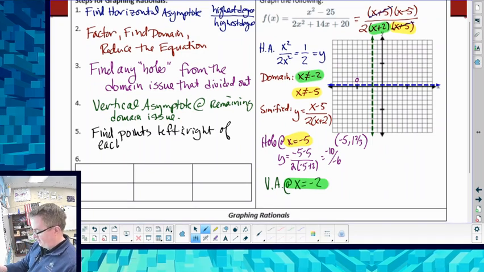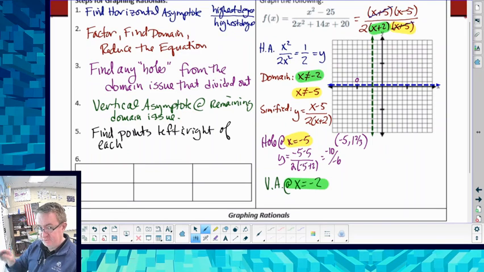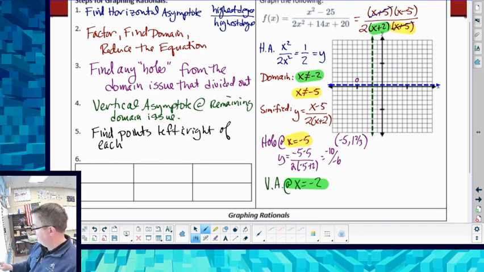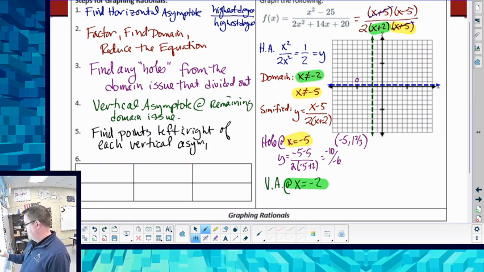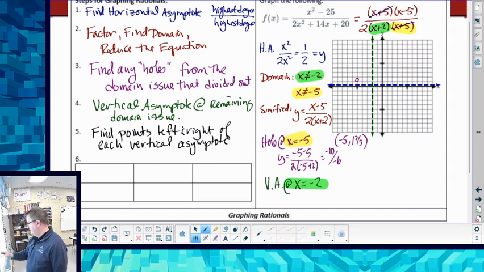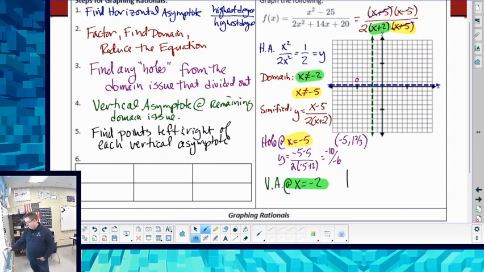Because those are going to be the parts where a lot of the action happens, and that's going to be the most extreme version of what happens of each vertical asymptote. So in our case here, we only have the one.